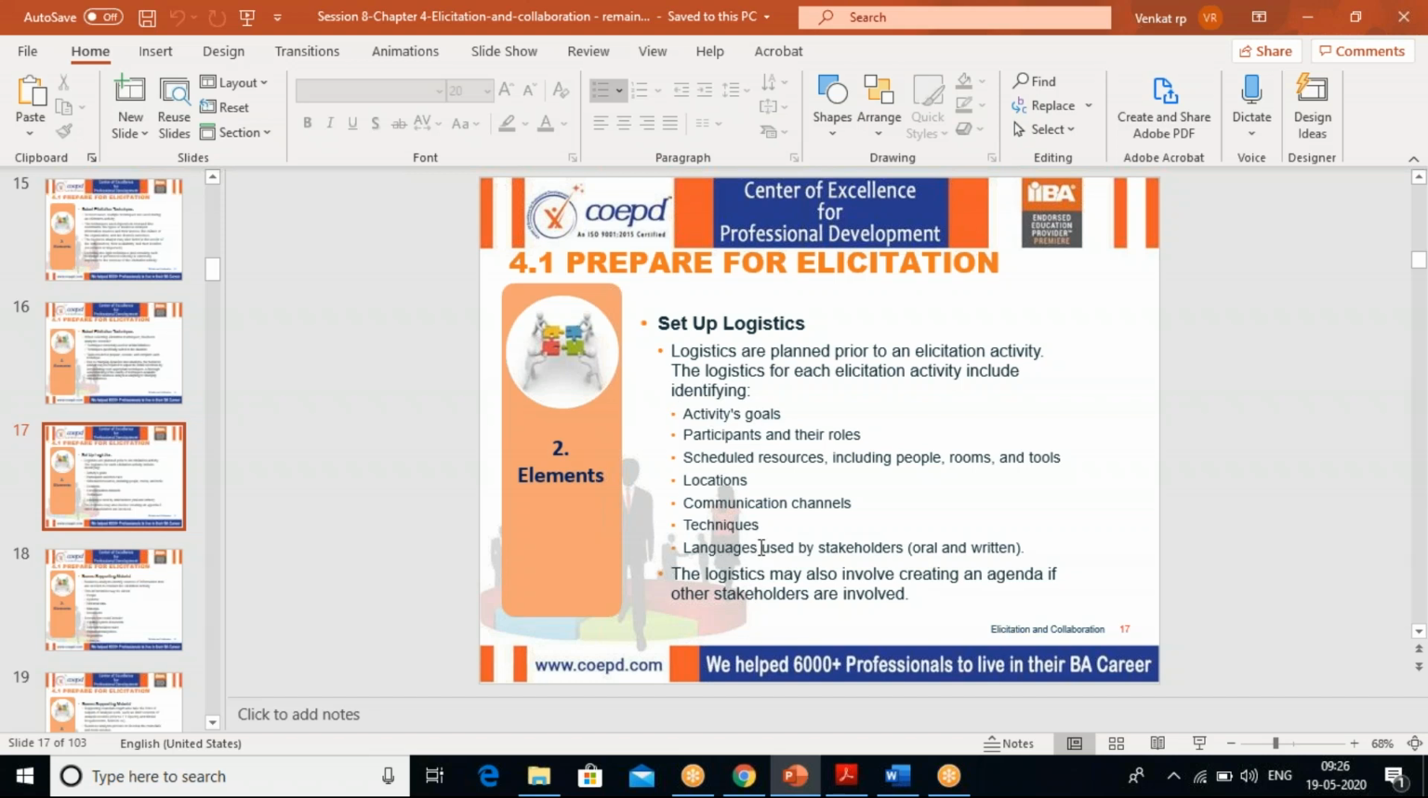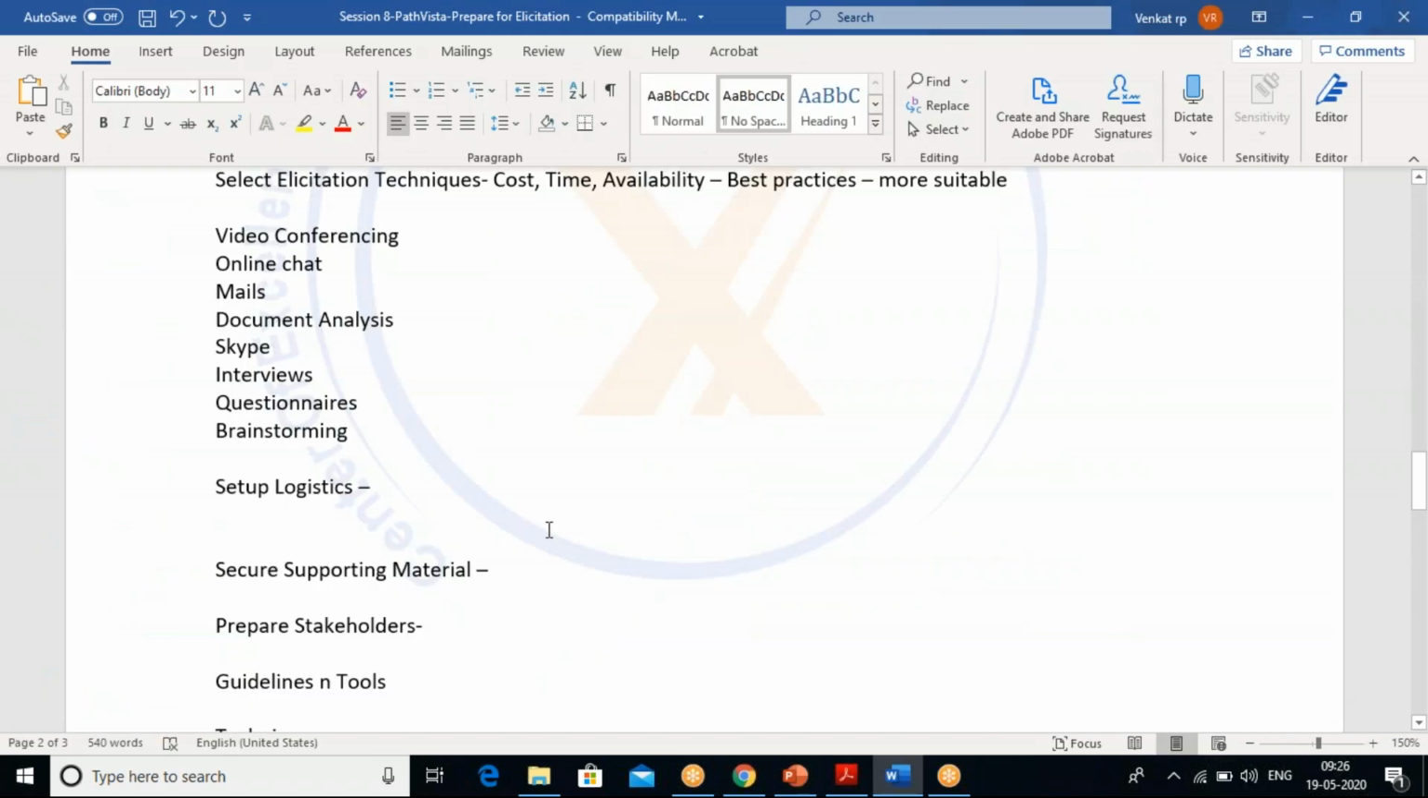Okay, got it? Clear on this? Okay. Yeah. Okay, Madhulika, did you get this? Because you told that this particular point you didn't understand. Yes, I understood. Thank you.